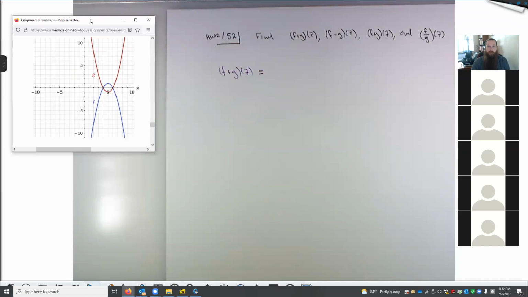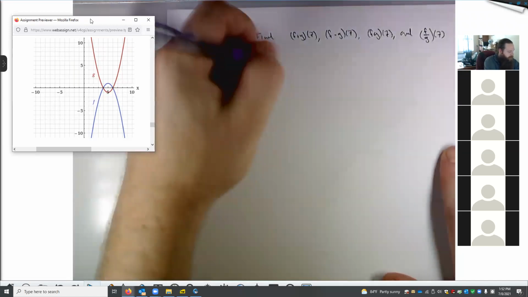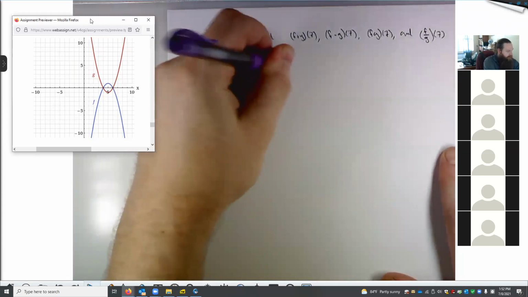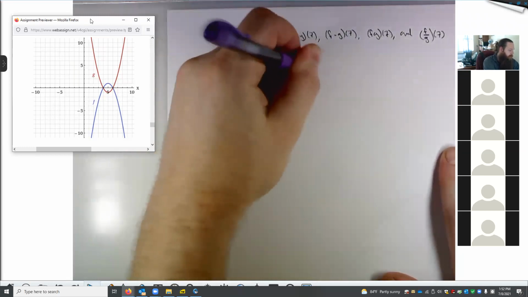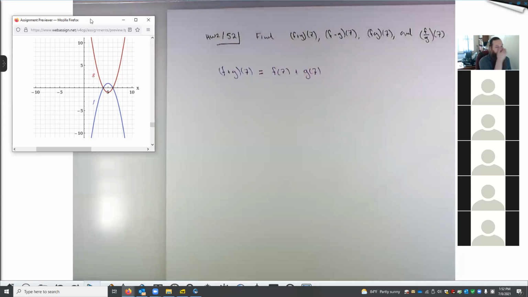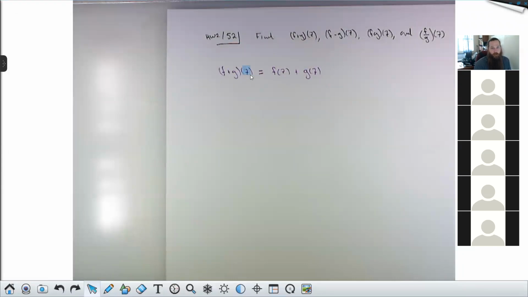F of 7 plus g of 7. Perfect. Yeah, this is f of 7 plus g of 7. That's the definition of the sum function. And you would do this for any x here. If you had a variable x here, you would write f of x plus g of x. If you had any other number here, you would write f of that number plus g of that number. If you had dog shit here, you'd write f of dog shit plus g of dog shit.